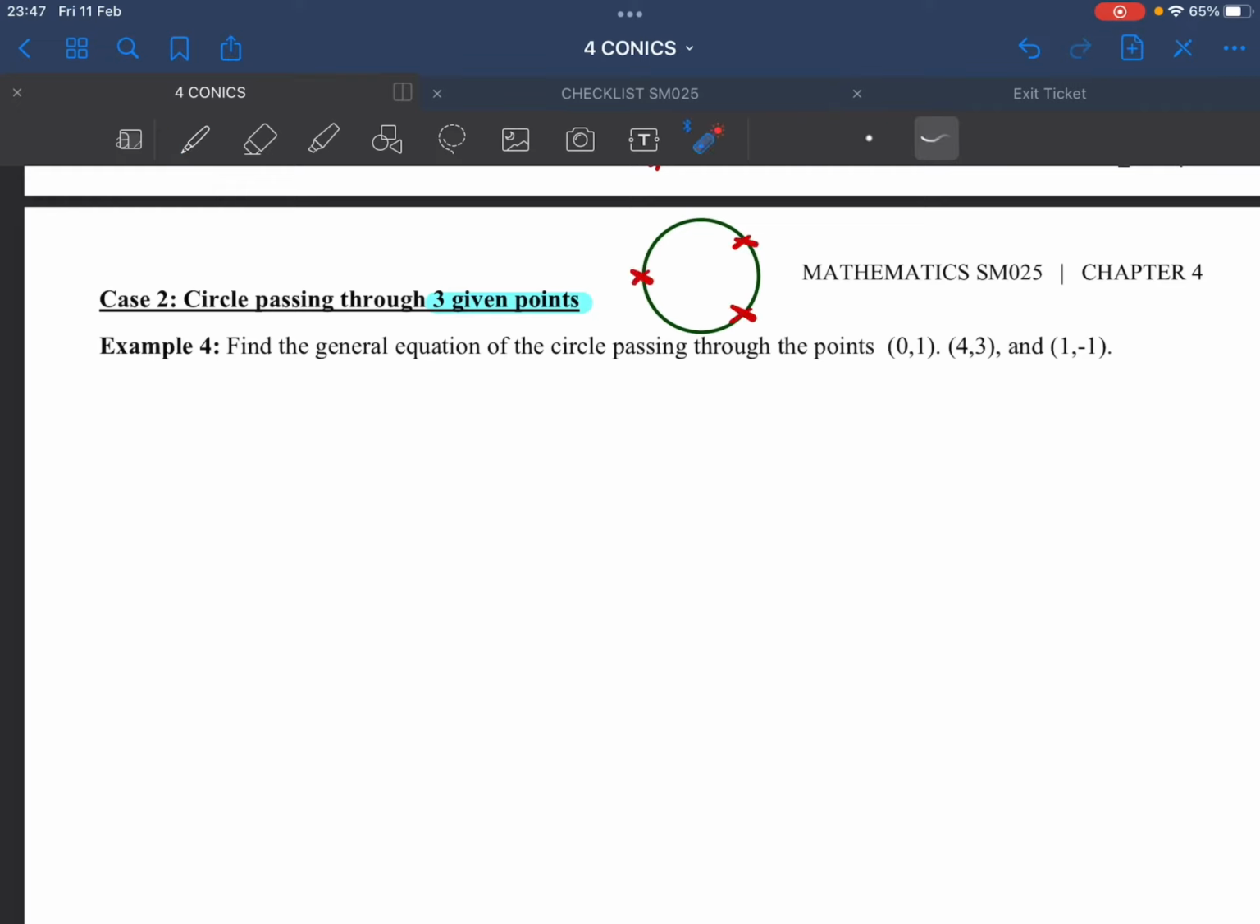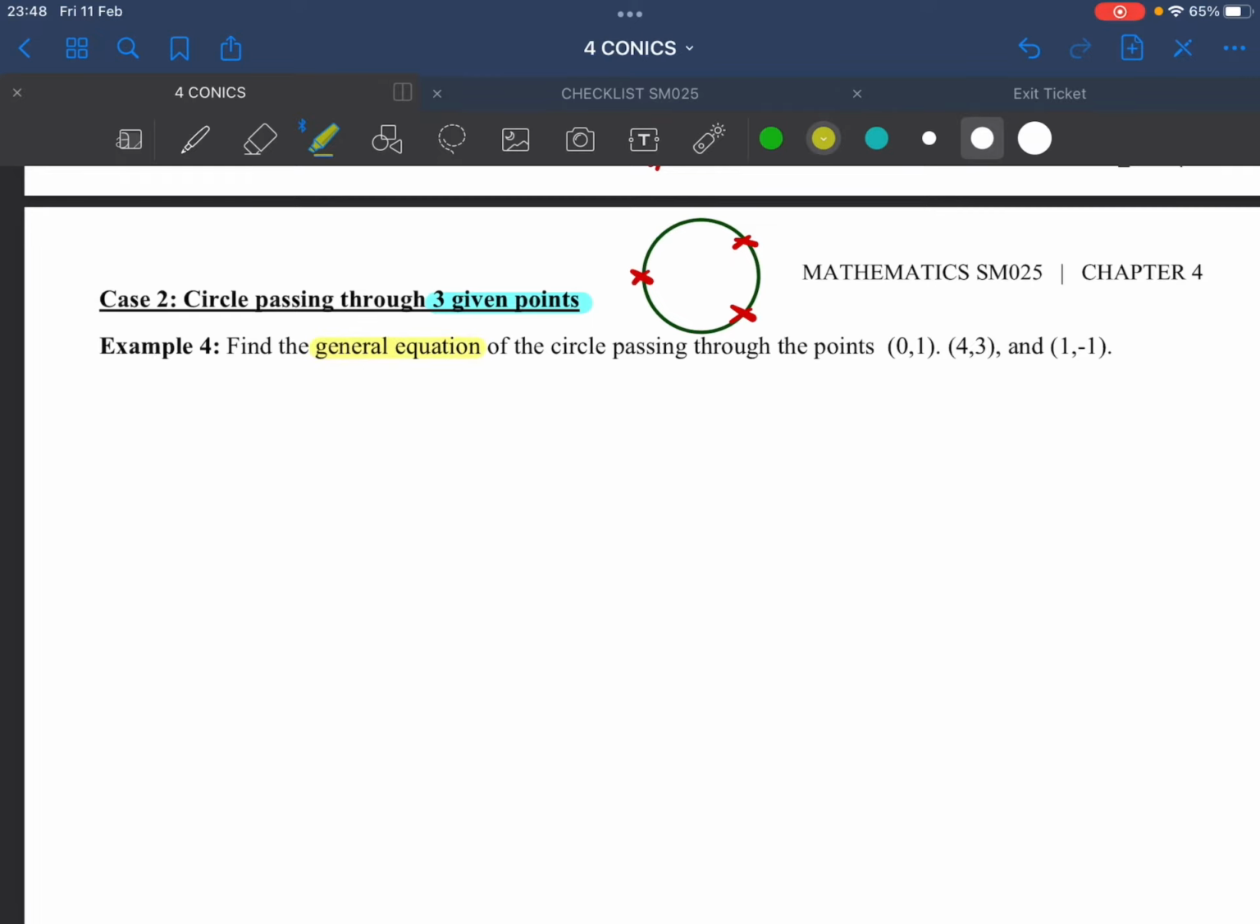Okay, the circle passes through 3 points. So as I said before, whenever the question says "passes through," that means you have to substitute that coordinate into your x and y. Whenever the question says passing through, that is your x and y. So here from the question, example 4, we have to find the general equation.